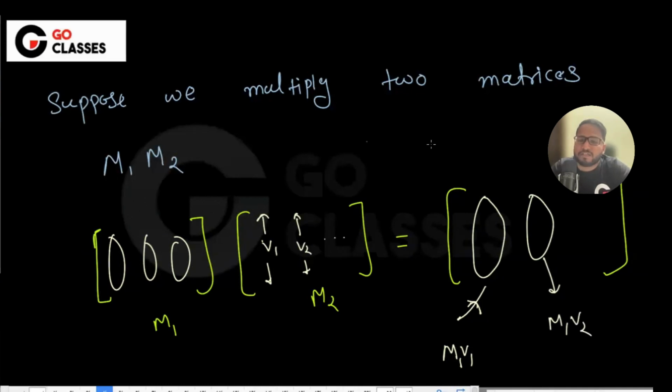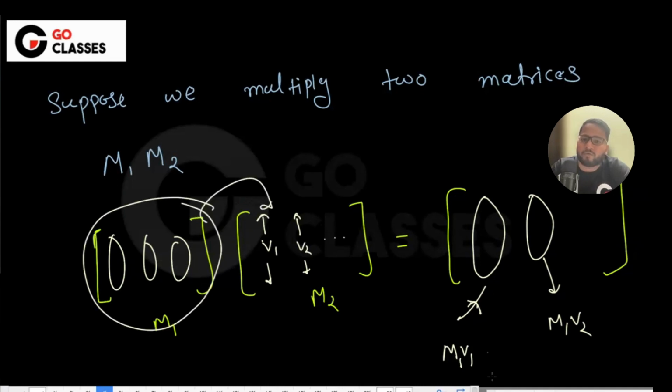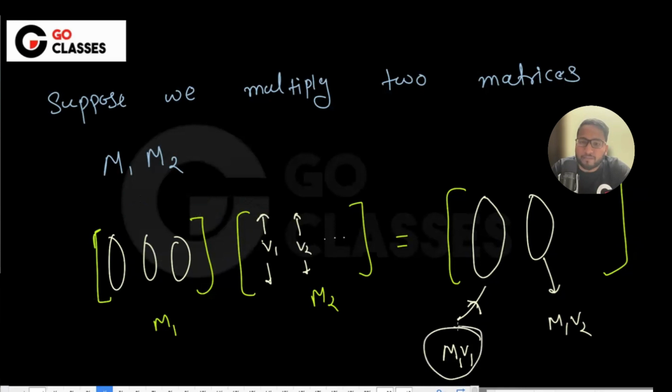See, this first column is nothing but this matrix linear combination, right? And the coefficients will be coming from this. So isn't M1 V1 the same thing that I'm saying? Tell me, isn't M1 V1 the same thing? Let me know if that is okay, right? So this M1, or if you want, you can understand it like this.